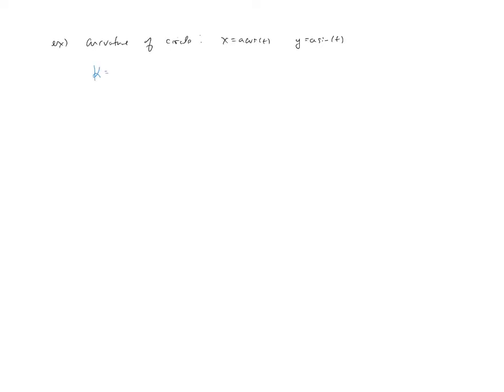We're going to use kappa equals the absolute value of x prime y double prime minus y prime x double prime, and that's all going to be over x prime squared plus y prime squared, and that denominator raised to the 3/2 power. Okay, now it looks a lot messier than it's really going to be, fortunately. So I'm going to come over here to the side and go through the x prime, x double prime, stuff like that.